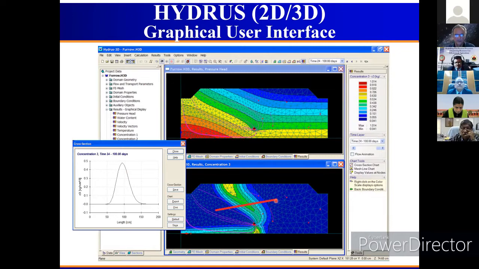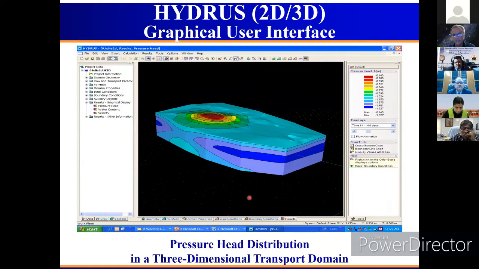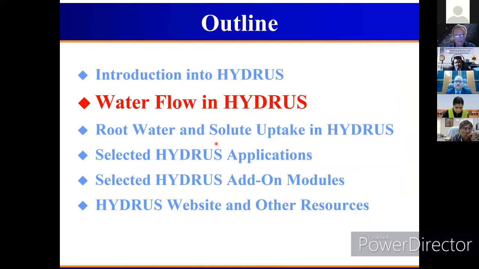This slide shows pressure head distribution in a relatively complex three-dimensional transport domain. And so you can see that you can do relatively general three-dimensional domains with variable surface coordinates and so on. Okay, so that was the introduction into HYDRUS.